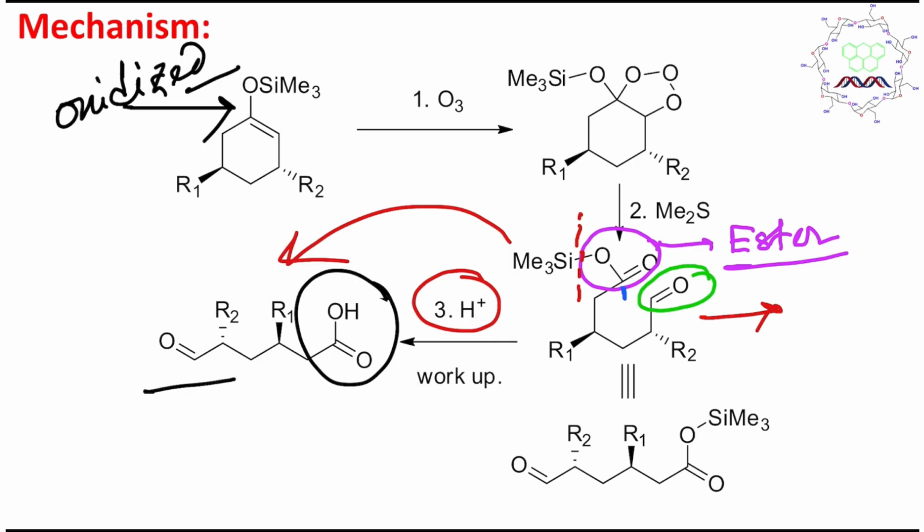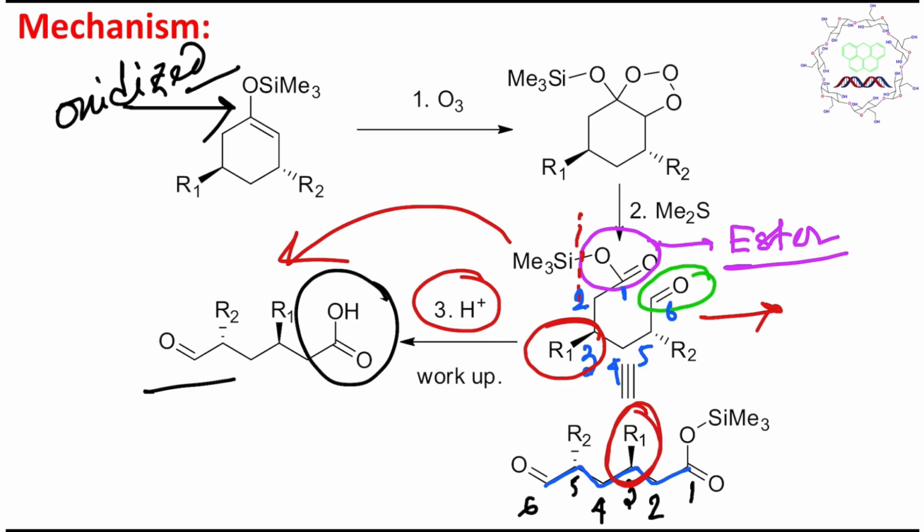This is 1, 2, 3, 4, 5, 6, so it's a 6 carbon species, so just draw a 6 carbon species. In carbon 1 is the ester, so this is 1, second 2, this is 3, this is 4, this is 5, this is 6. Now check, just look at the number: R3 top stereochemistry, and R5 down stereochemistry. In this way you will not have any mistakes.